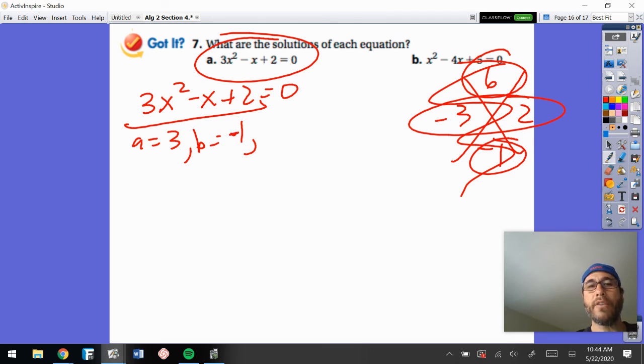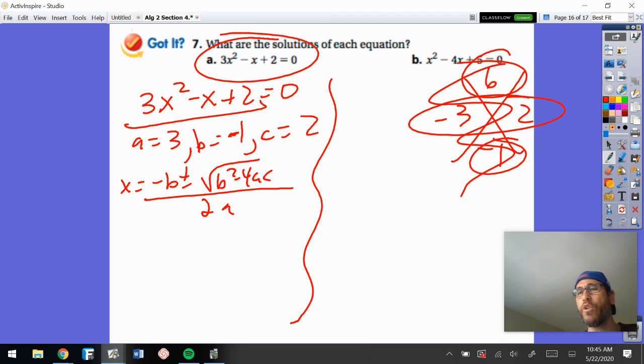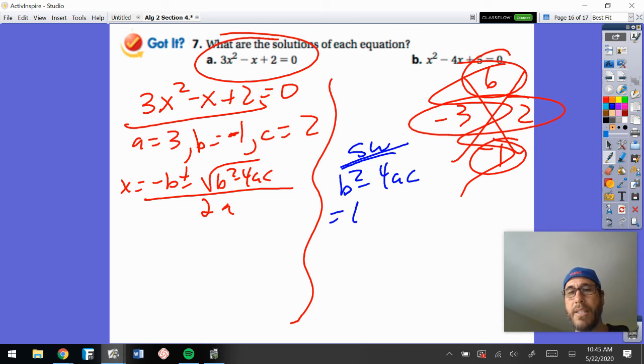That's why the quadratic formula is nice, because the quadratic formula always works. Now, remember, when we do the quadratic formula, that's the opposite of b plus or minus the square root of b squared minus 4ac all over 2a. Just keep on saying that over and over again, and you will never forget it. Okay, so we always want to do the discriminant first, which is b squared minus 4ac. What's b? b is negative 1, minus 4 times a times c.